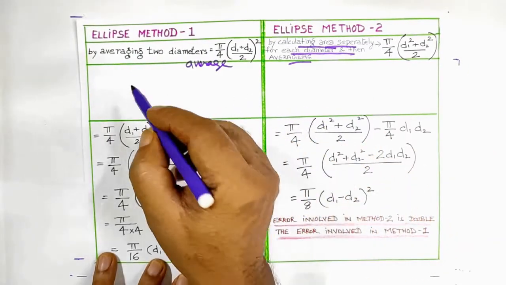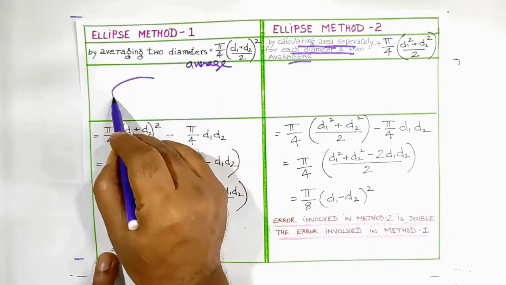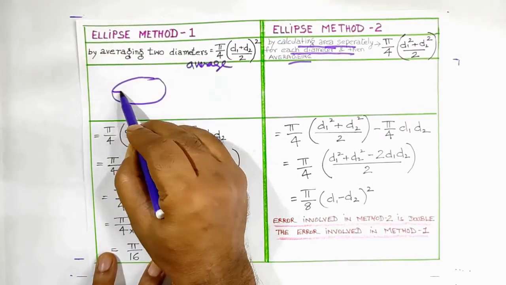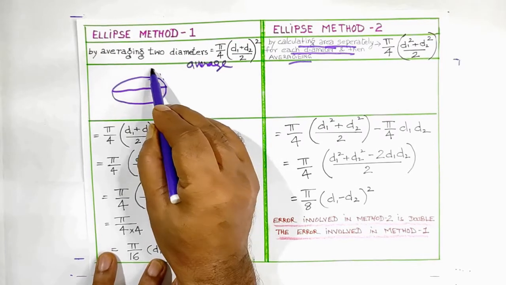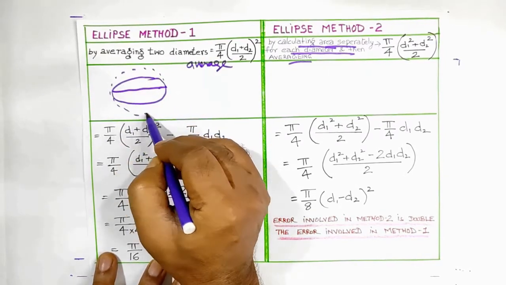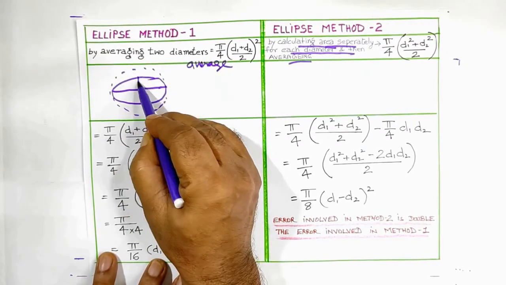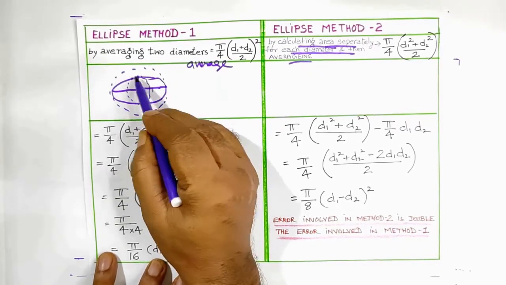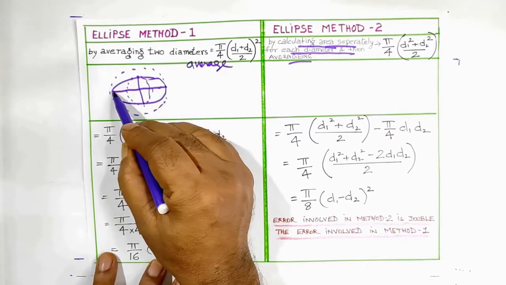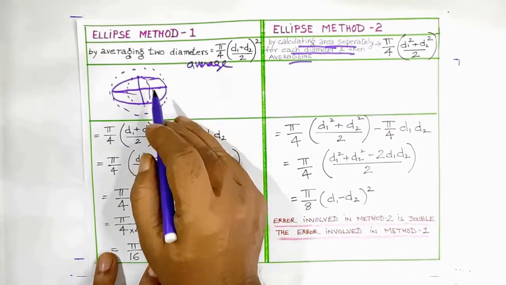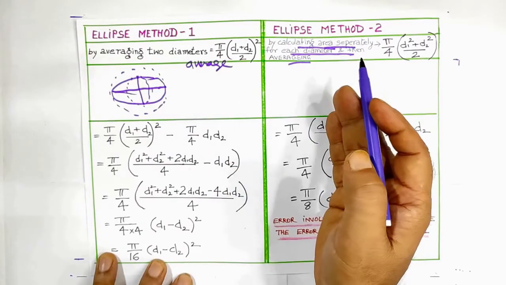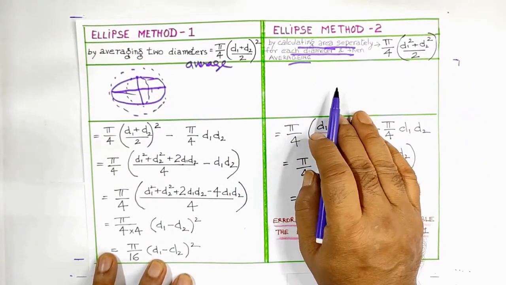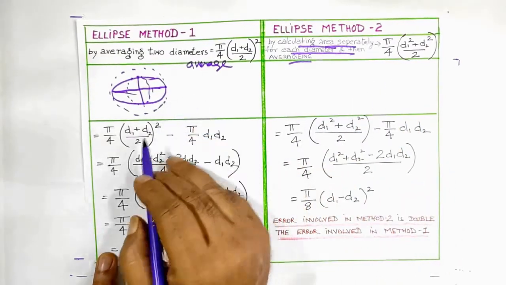So for example, if we take an ellipse, this is an ellipse. If we take one diameter here, it will become an overestimate, and if we take this small diameter, then it will become an underestimate. So we have to take the average. When we take the average of major and minor, then the error is a bit less. But here we do it separately and then square it. It means we are doing double.